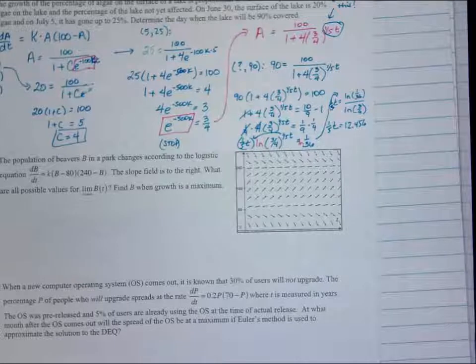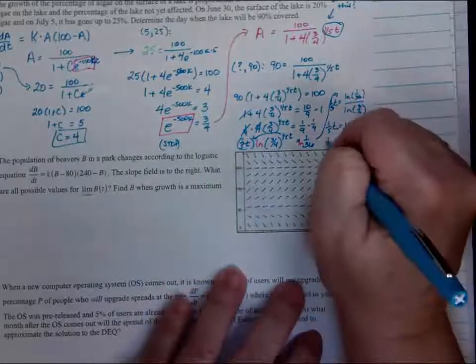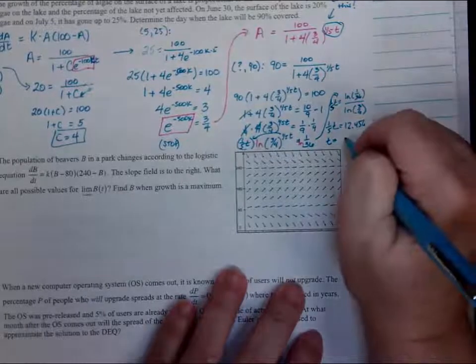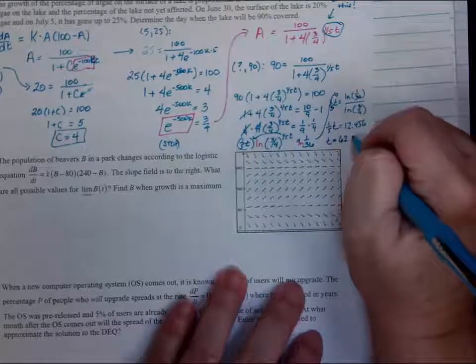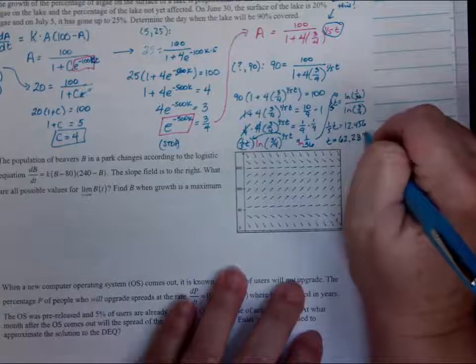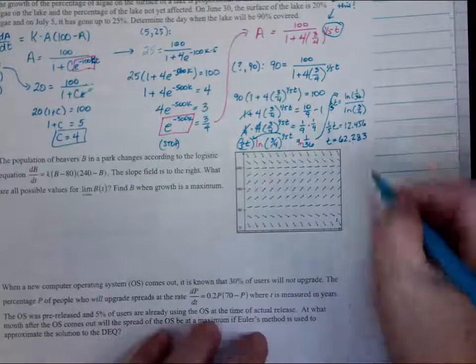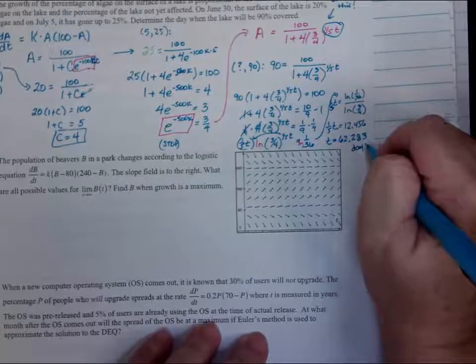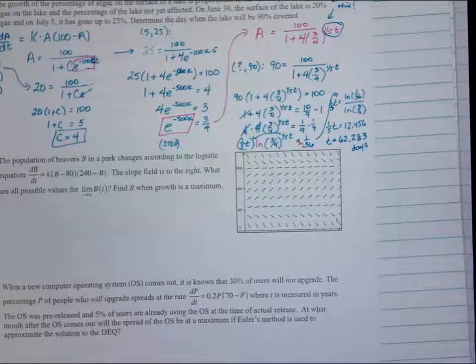And so to get the t by itself, we multiply both sides by 5. T equals times 5, 62.283. So it is going to take 62.283 days total for the lake to be 90% covered.